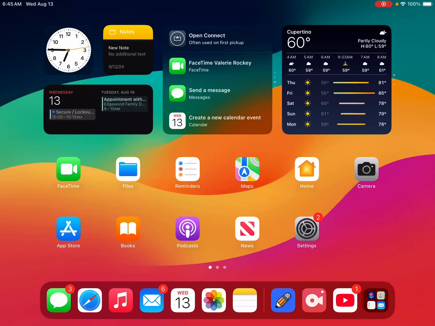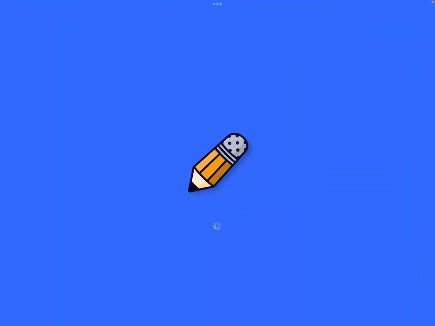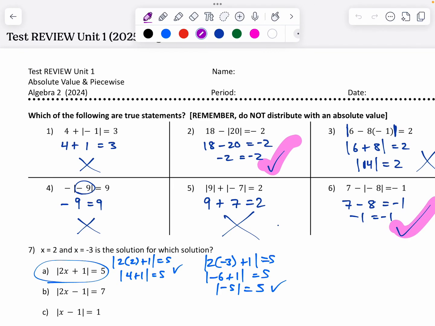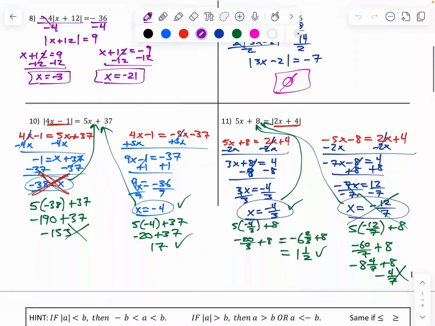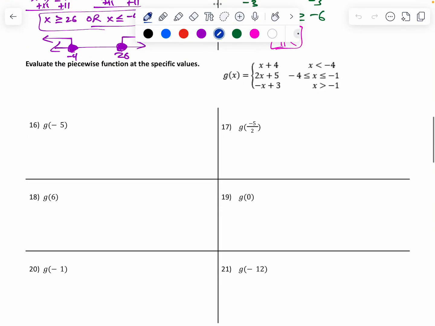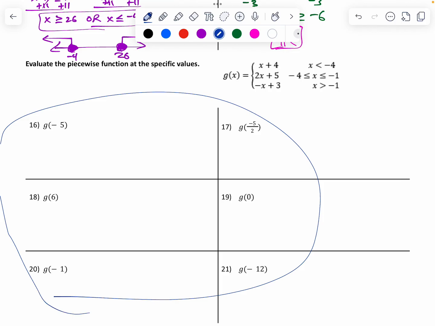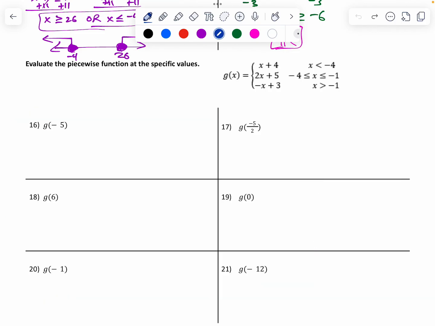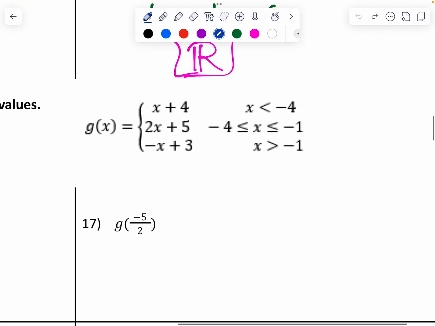All right, Algebra 2, we're continuing with the rest of our study guide for Chapter 1. So let's go ahead and continue on with our first piecewise functions. All of these, as you can kind of tell down here, are all referencing the g function, which is this piecewise function up here.